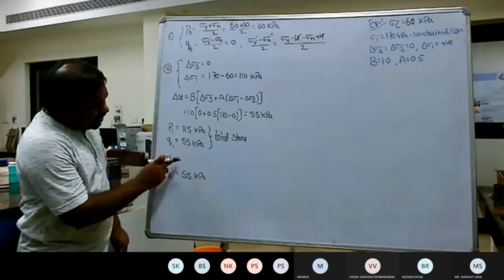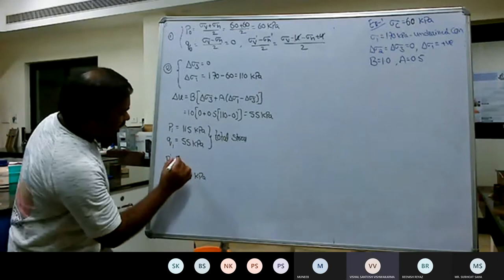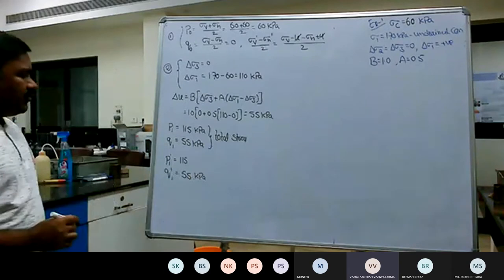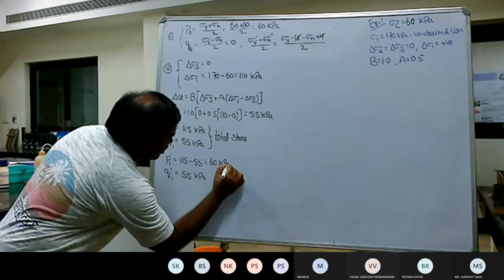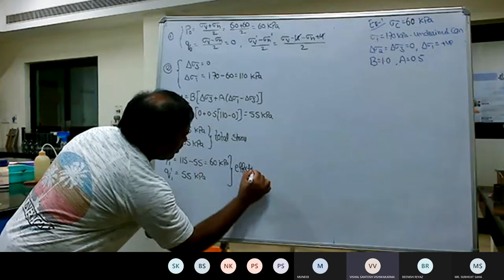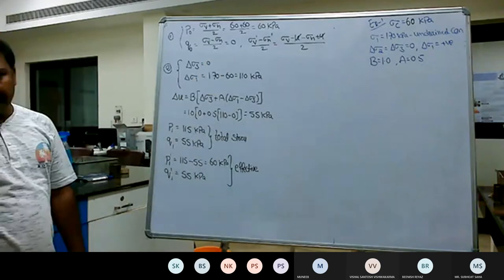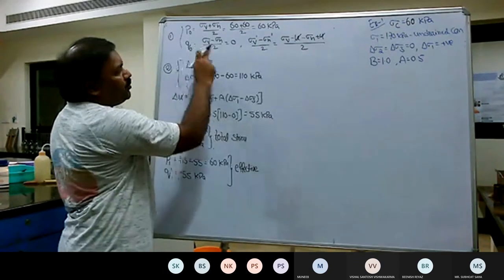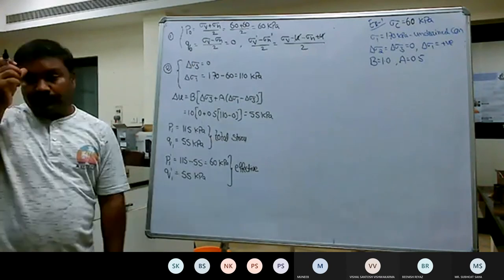Just try to determine the P dash in terms of the effective stress, which is straightforward. 115 minus 55, this is 60 kilopascals. So this is effective stress. So Q1 dash equal to 0, sir? No, it cannot be 0. Q is not impacted by change in pore water pressure. That's what I told you. Your Q will not be impacted by change in pore water pressure.